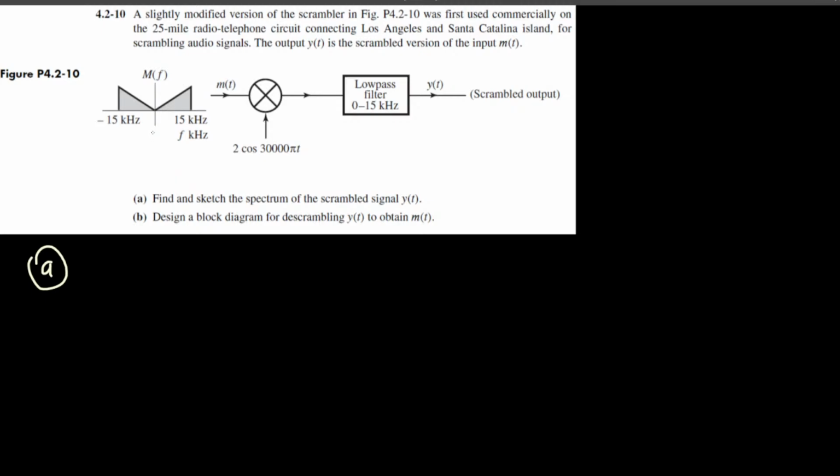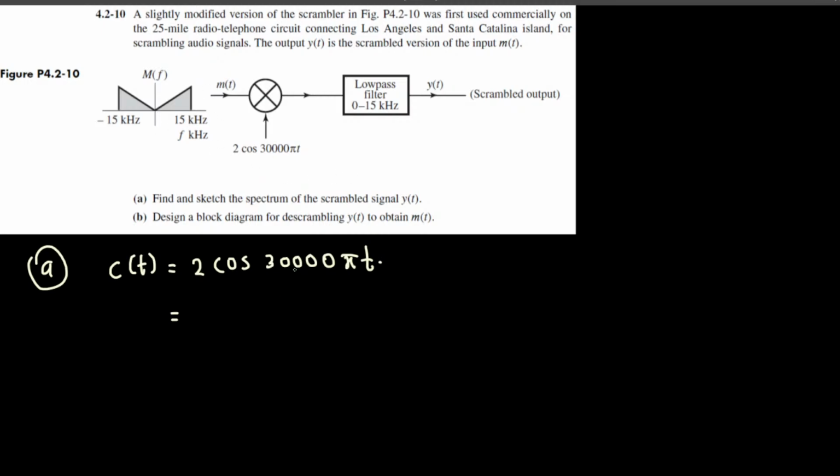Initially we have this one, and we are sending it through this double-sideband signal, that is 2 cos 30,000 pi t. So let's write that one right here. This one is c of t. c of t is 2 cos 30,000 pi t.